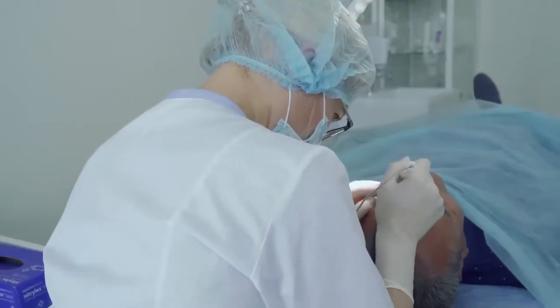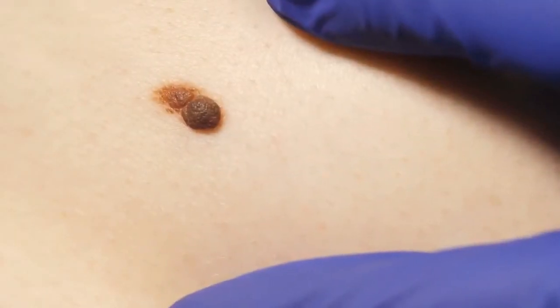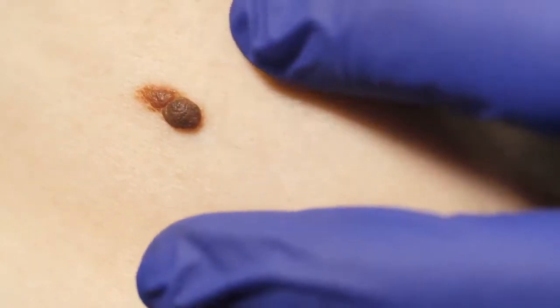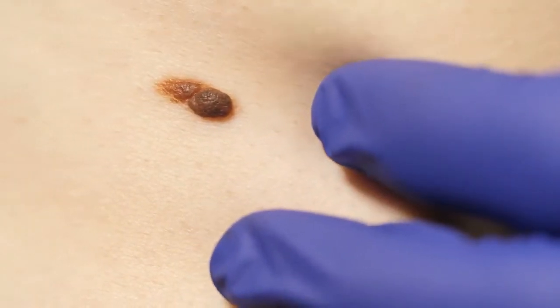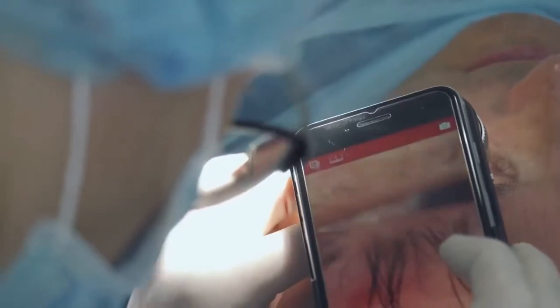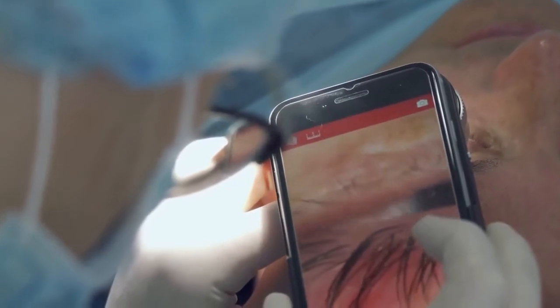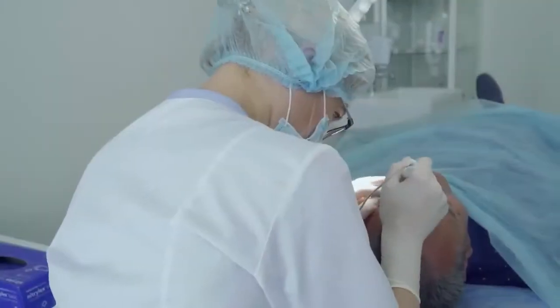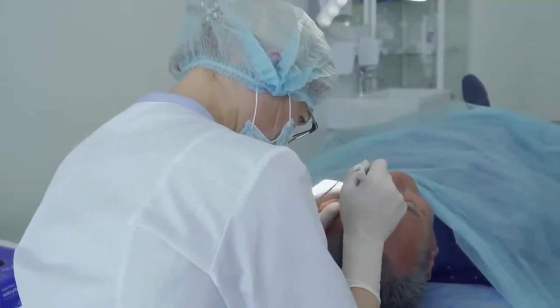Eye melanoma. Melanoma is a type of cancer found in cells that produce melanin, a pigment that gives your skin its color. Your eyes also have melanin-producing cells and can develop melanoma. Eye melanoma is also called ocular melanoma.